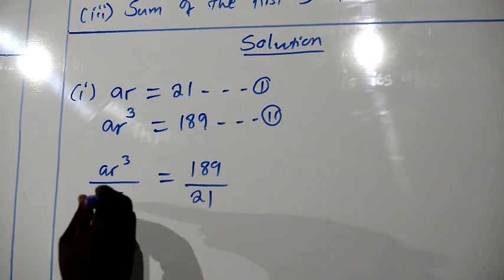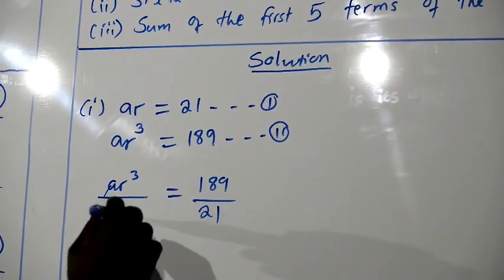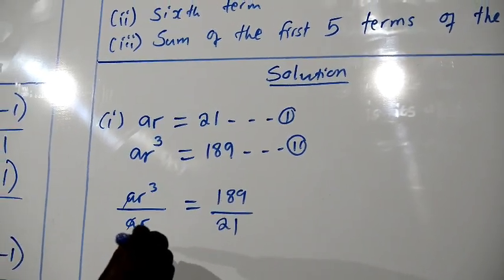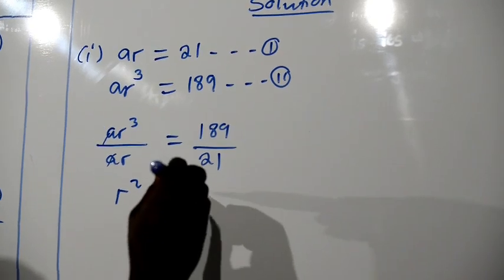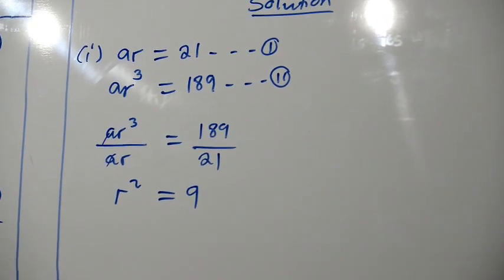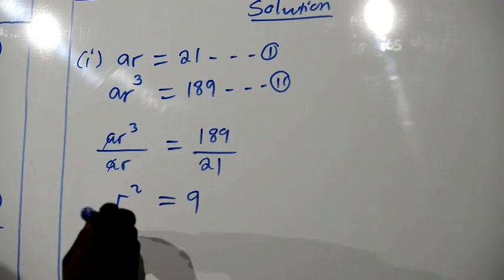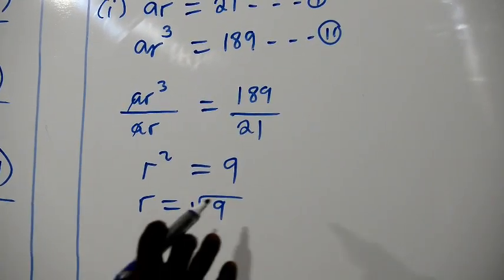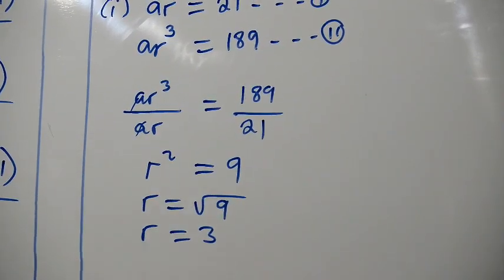So what we do, A and A cancel. According to the rules of indices, R to the power 3 divided by R, you subtract the powers, it will be R to the power 2, which equals 189 divided by 21. The result is 9. Next, to find our common ratio, we are going to find the square root of 9. So what is the square root of 9? The square root of 9 is 3. So the common ratio is 3.